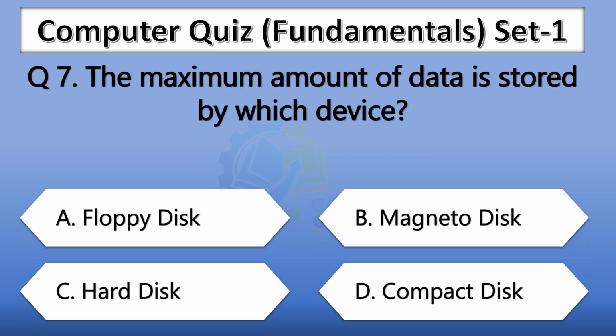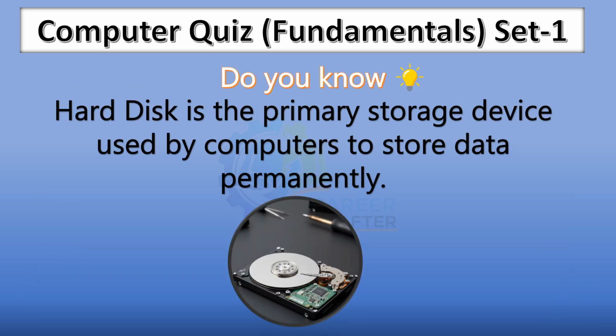The maximum amount of data is stored by which device? The options are floppy disk, magneto disk, hard disk or compact disk. The correct option is hard disk. Do you know, hard disk is a primary storage device used by the computers to store data permanently.